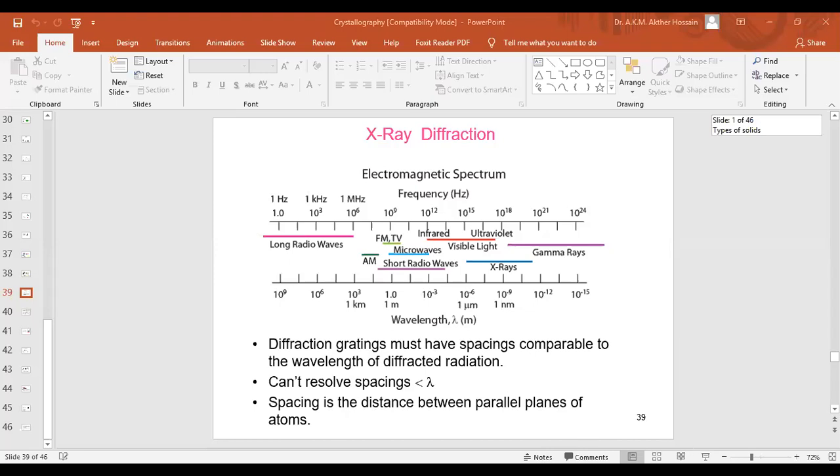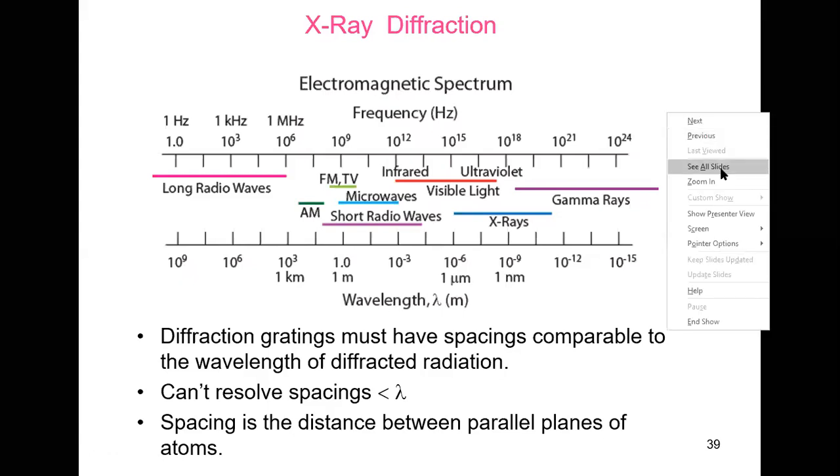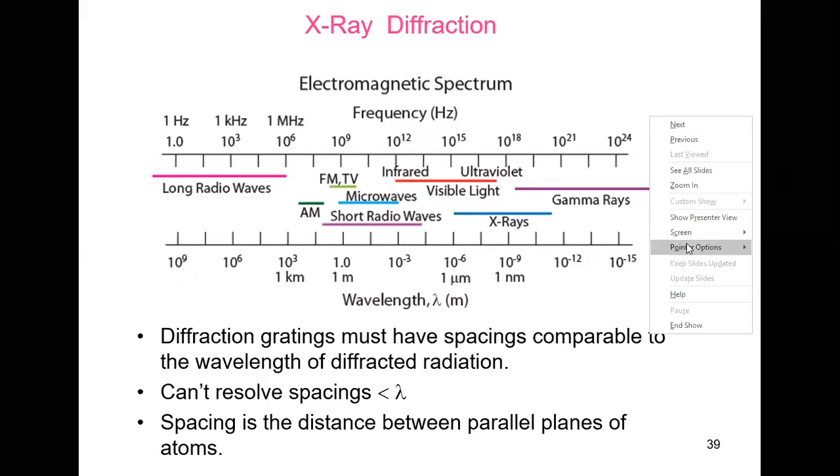Okay, so today we are going to study how to find out the lattice parameter. Lattice parameter is the dimension of the unit cell. To find out the dimension of the unit cell, or to investigate the inside of materials, to see something we need light. Without light you cannot see anything.